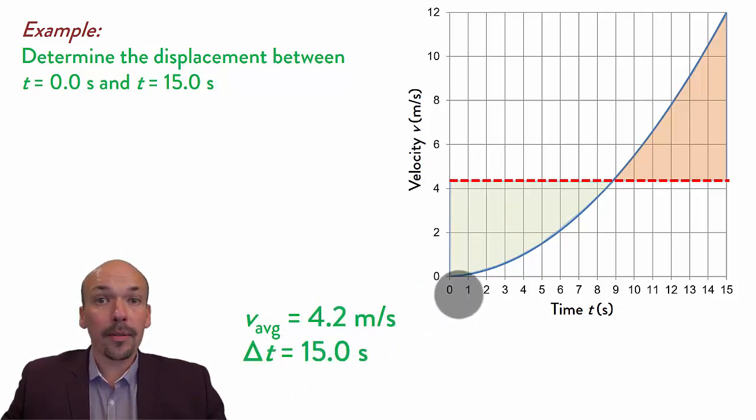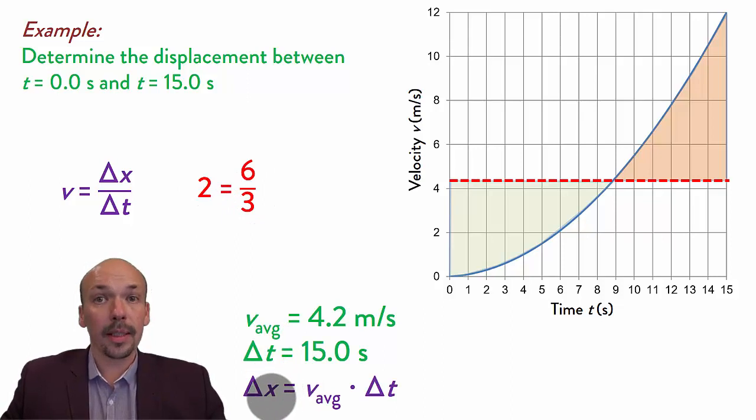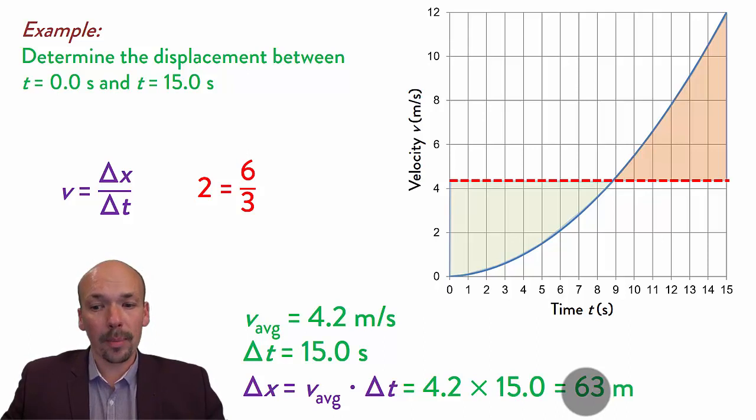The time is 15 seconds. We start at 0, we end at 15. We use this equation. We have to rebuild it again, so we have to get the delta x, the displacement, which is the average velocity times the time. 4.2 average velocity multiplied by 15, and we have then a displacement of 63 meters.